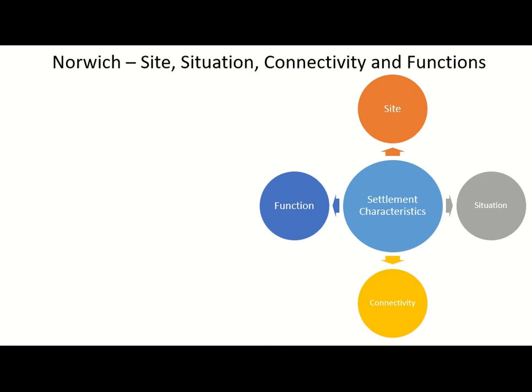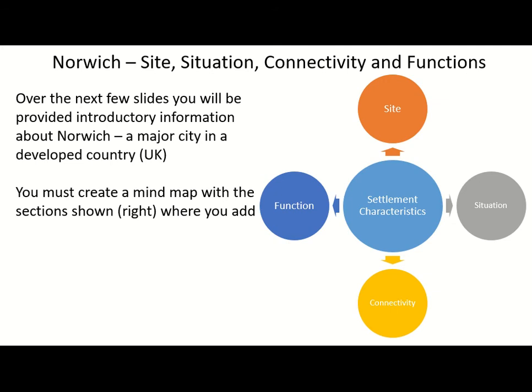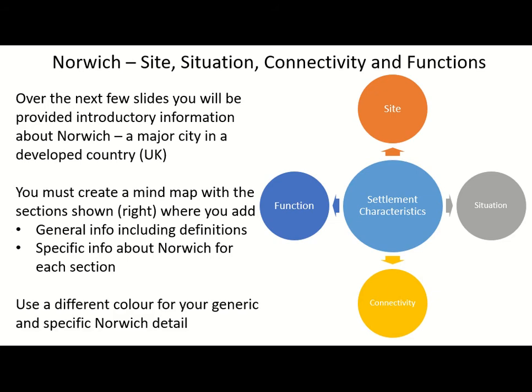So, we're going to be looking at these 4 characteristics of site, situation, connectivity and function. What I'd like to do is give you a general definition about what those terms mean, but also a Norwich-specific example. So I'd like you to create a mind map, which you're going to add plenty of detail to, with general info, including definitions, and specific information about Norwich for each of those 4 sections. Try and use a different colour or a highlighter for your Norwich-specific information, because if you get a question about Norwich where you want to include specific detail, it'll be ideal if you've got that already pointed out for you in your notes.